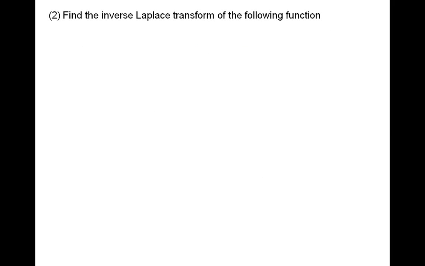The second problem: we are looking for the inverse Laplace transform of this function, 1 over s squared plus omega squared.